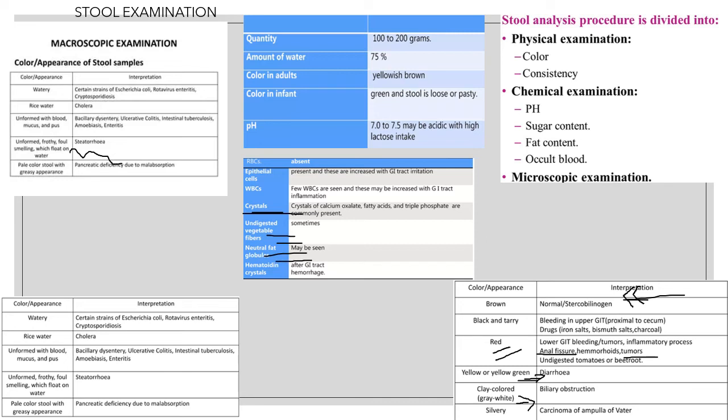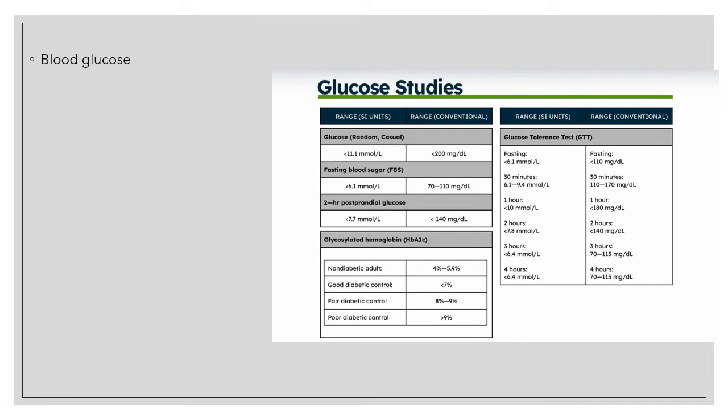It's normal. It's not something to worry about, but ideally they should be absent because your body is capable enough to metabolize everything. Quantity: there should be 100 grams of stools. There shouldn't be too much stool. Water: 75% of your stool should be made up of water. It should be semi-solid in consistency and the pH should be around 7 to 7.5. And these are the physicochemical and microscopic examinations: occult blood, fat content, sugar content, consistency, etc.